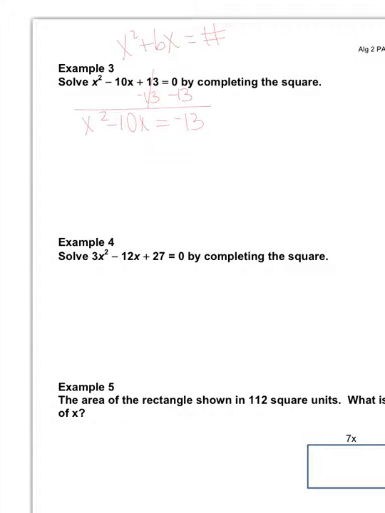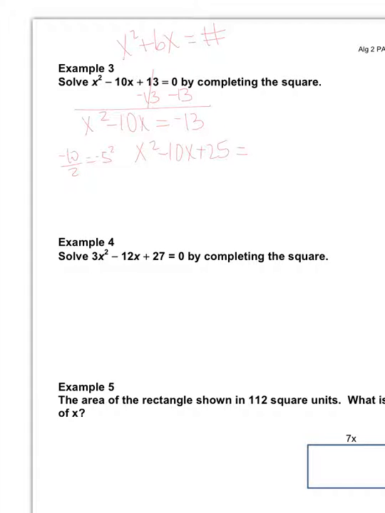Now what we're going to do is complete the square on the left side like we were doing on the front, finding our c. So I'm going to half negative 10. So that would be negative 5. And then I need to square it, so that would give me 25. So x squared minus 10x plus 25.